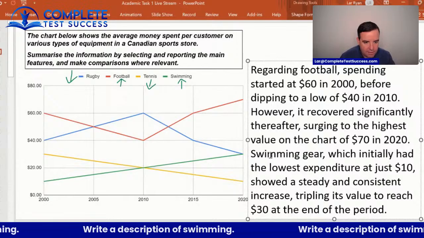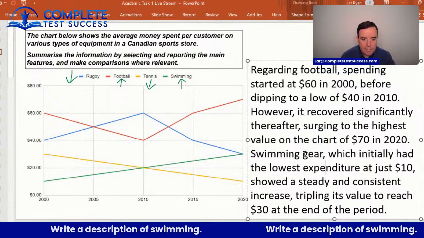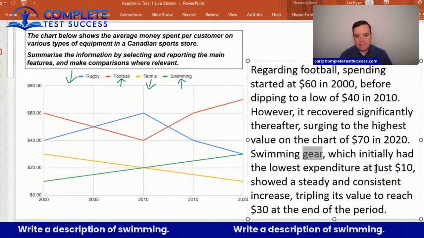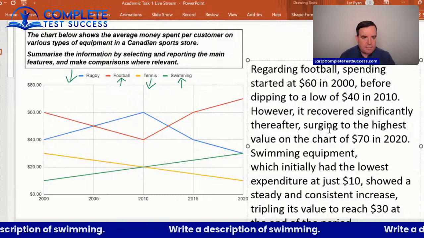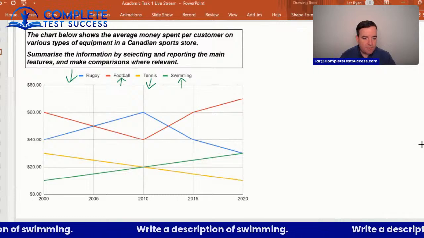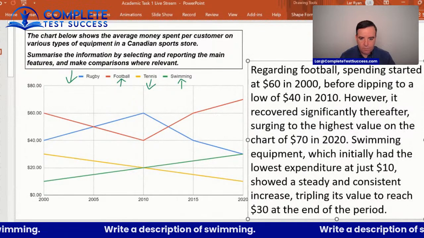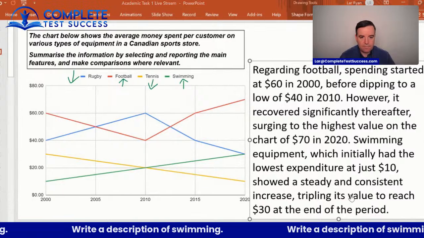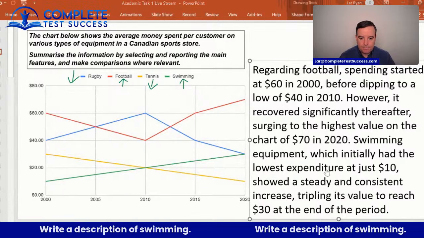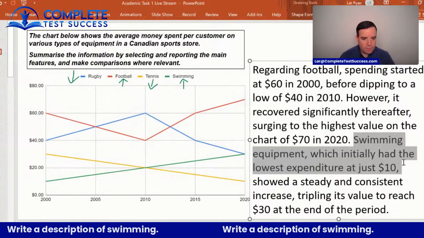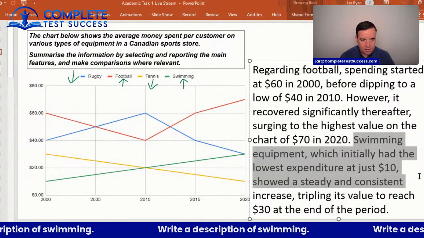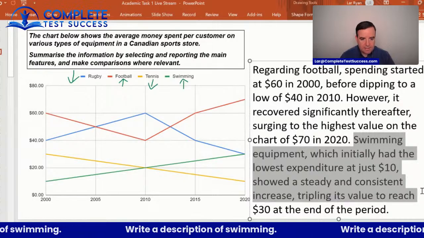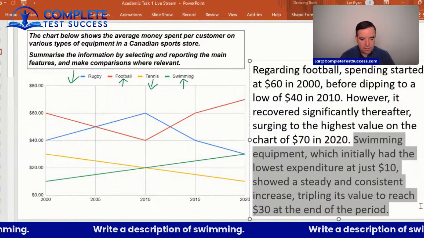Let me just read it again. Gear is actually informal. It's a suitable word in terms of it's a good paraphrase, but it's actually an informal word. So I'm gonna remove that for now. Okay. So swimming equipment, which initially had the lowest expenditure at just $10, showed a steady and consistent increase, tripling its value to reach $30 at the end of the period.